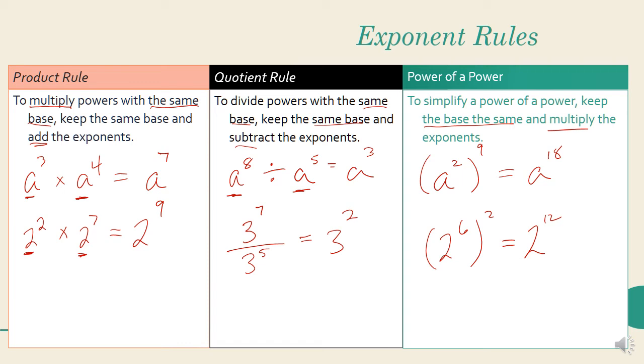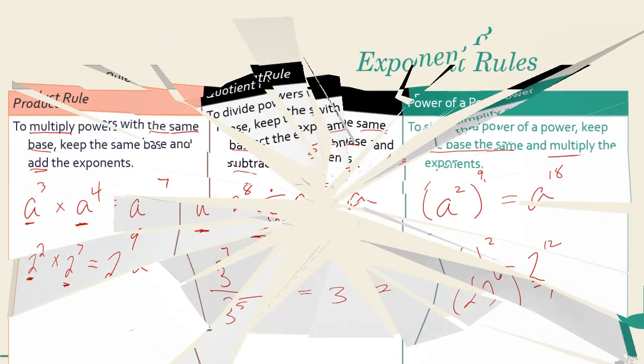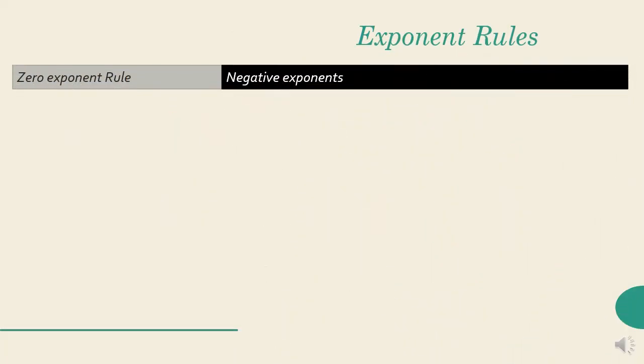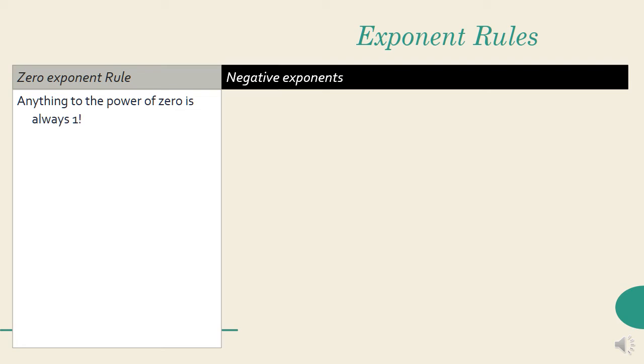So there are our first 3 exponent rules. We're going to do the last 2. This second last one, so this fourth one, really easy. The 0 exponent rule. Anything to the power of 0 is always 1. That's an easy one to remember.